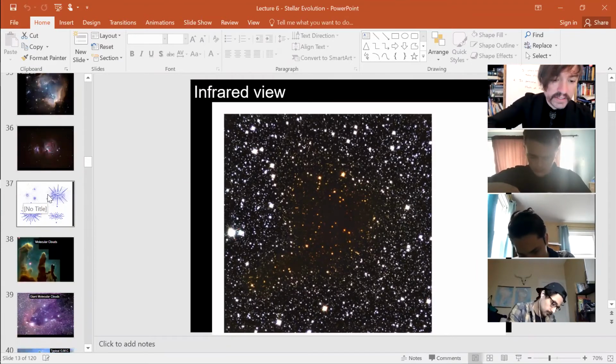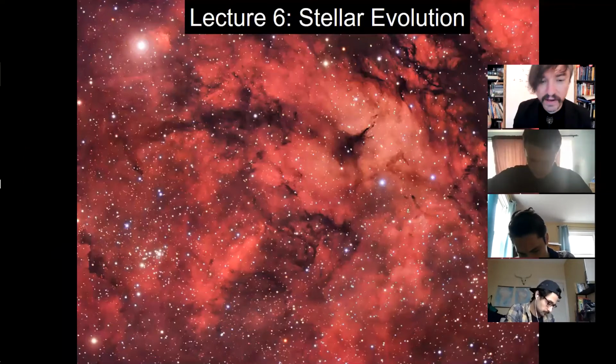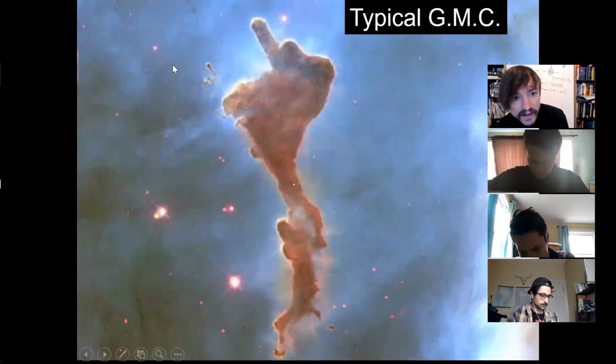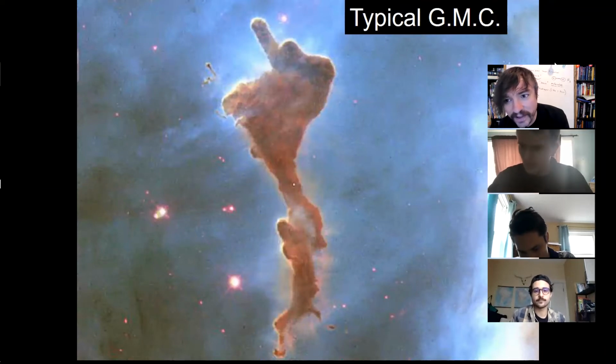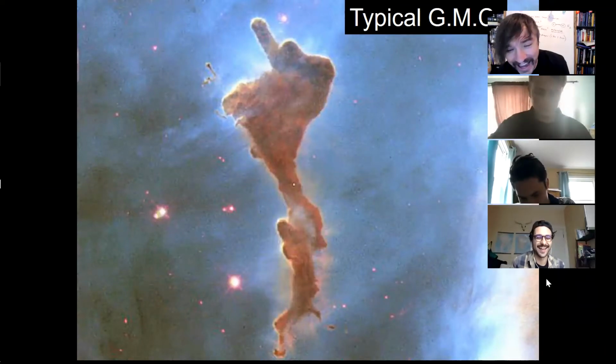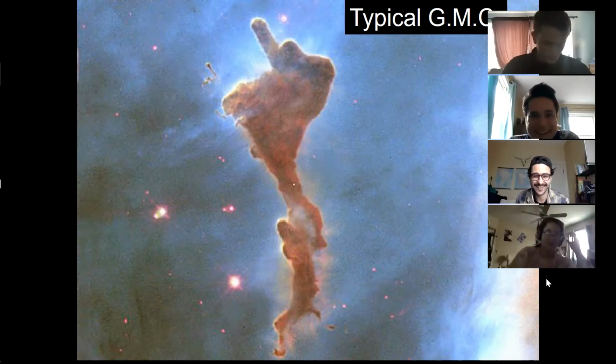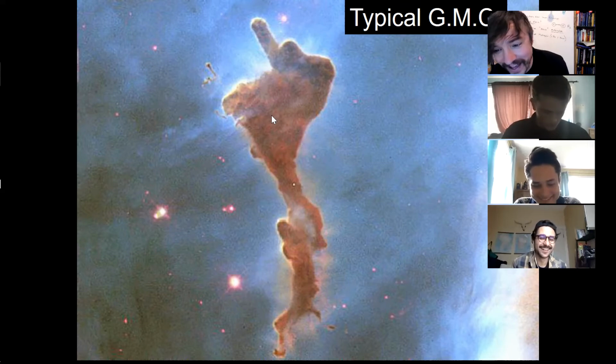Slide 40. Here's another picture of a typical giant molecular cloud. I like to refer to this one as the FU Nebula. I don't know what it's actually called, but I call it the FU Nebula. So the FU Nebula would be a pretty typical giant molecular cloud.